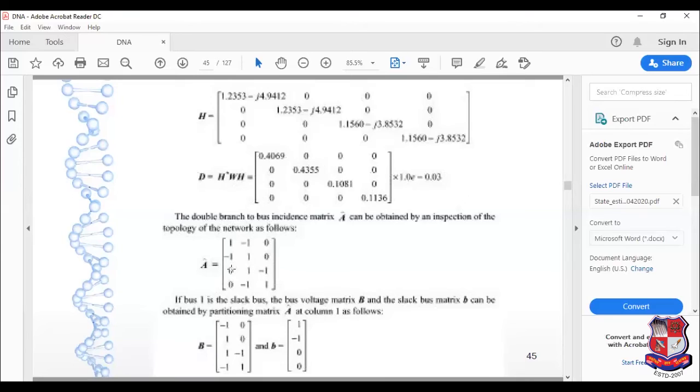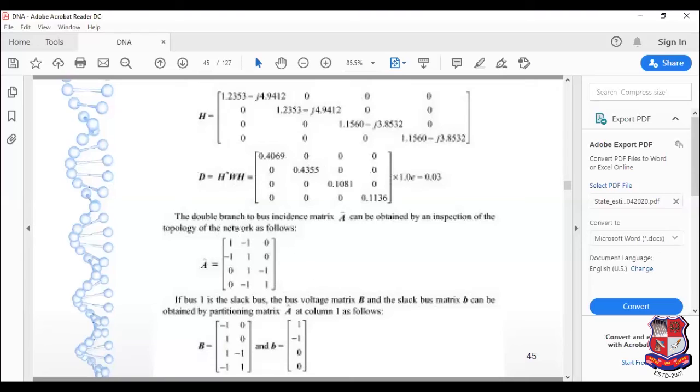So hence, the first column will be 0 because it is not participating in this. The second one, the current is leaving from bus number 2, hence it is 1, and it is entering into bus number 3, so that is -1. And this will be nothing but 0, -1 and 1, because the power is flowing from 3 to 2.